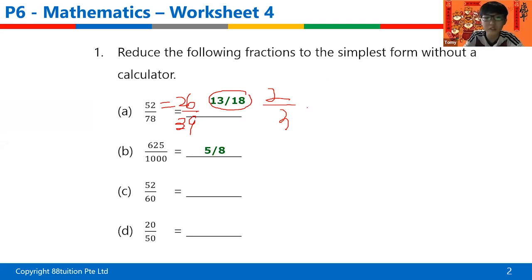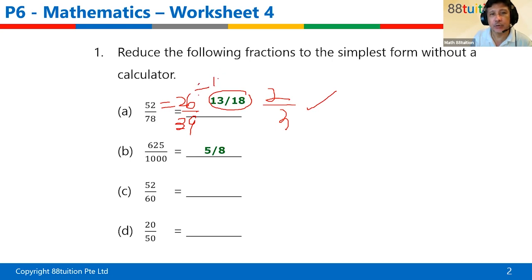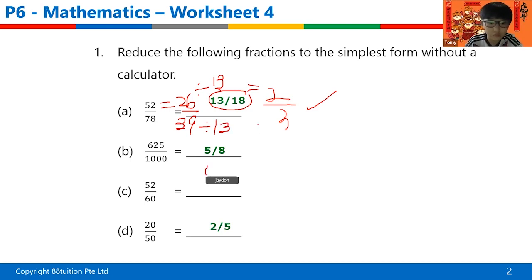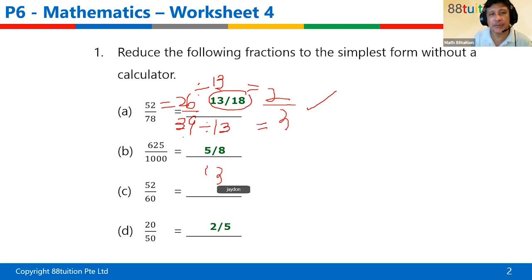Okay, Jaden has typed in. Jaden is correct already. 26 divided by 13 will get you 2. 39 divided by 13 will get you 3. So yours is actually the last part. You have done one part and then the second part is not right. Okay, yes, 2/3 is correct.